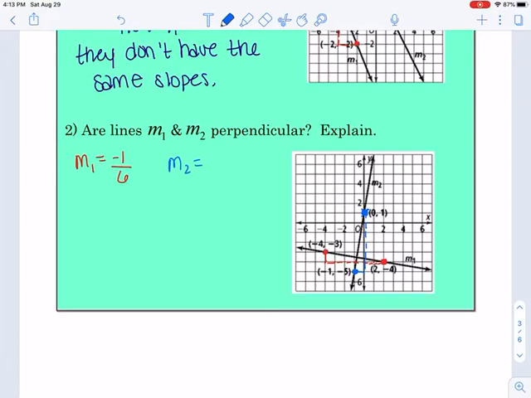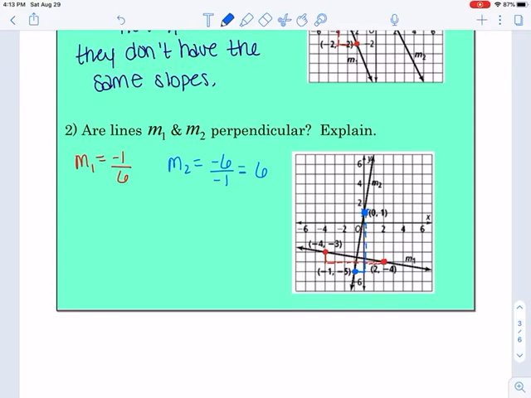So now for the slope of 2, let's count. I'm going to have to go 1, 2, 3, 4, 5, 6. So I went down 6. So y's are negative as you go down. And then I went to the left 1, and x's are negative as you go to the left. So the slope of line 2 is going to be negative 6 over negative 1, or negative 6 divided by a negative 1 is a positive 6.